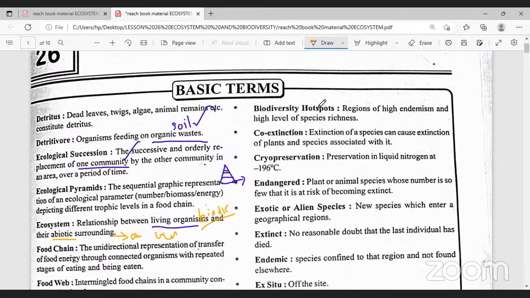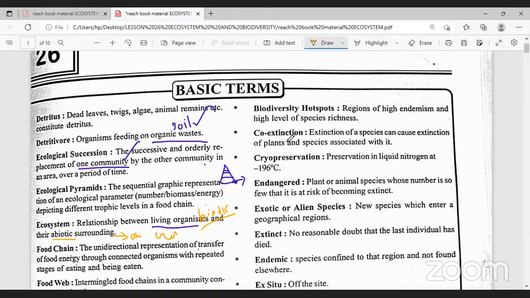Take examples, Corbett, Kanha, Kashmir, Assam. So many biodiversity reserves, and also a geological park is there, isn't it? They are all concentrating biodiversity hotspots. Take an example, Western Ghats and Himalayas, these are all our hotspots.